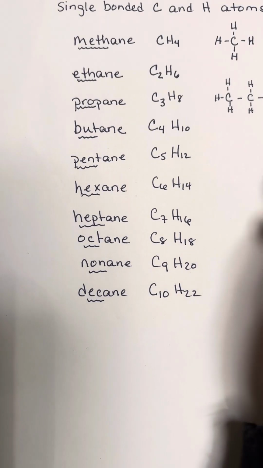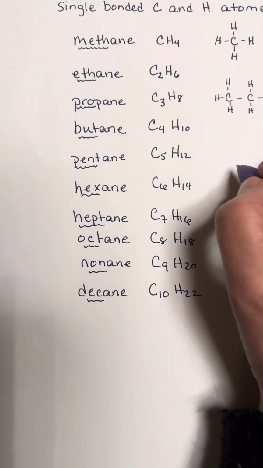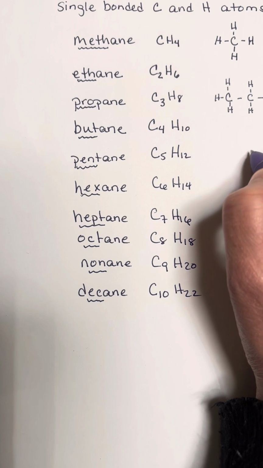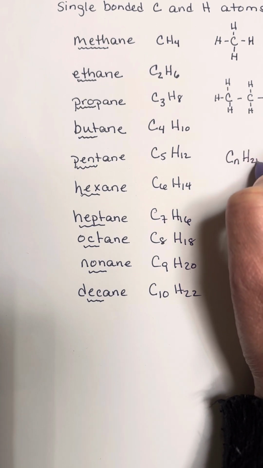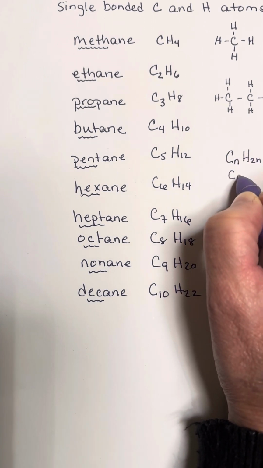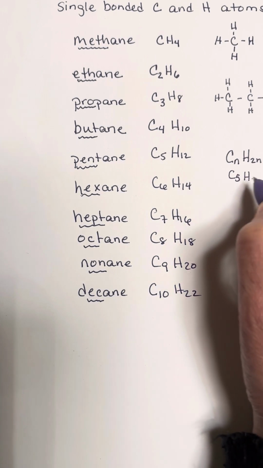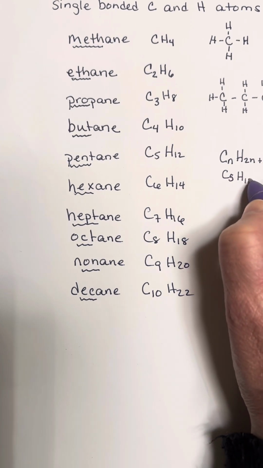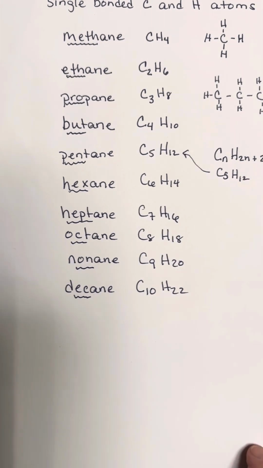If you notice, there is a pattern here to our chain. The generic formula is CnH2n+2. So if C is 5, for example, H is going to be 2 times 5, which is 10, plus 2, which is 12. So that's where pentane comes from.